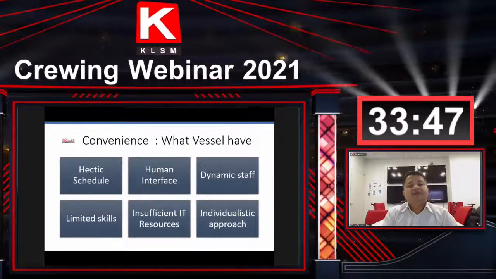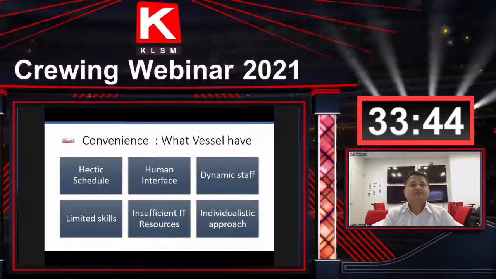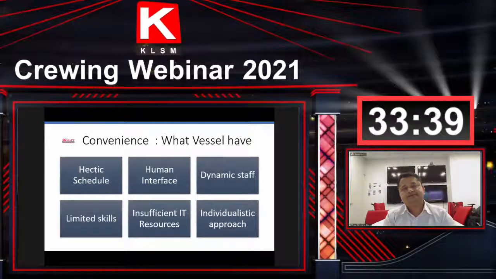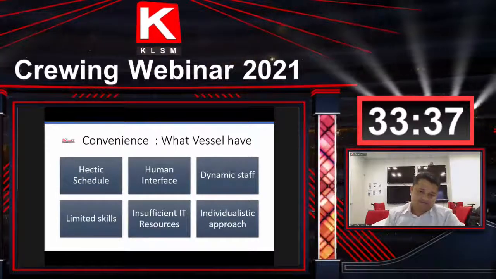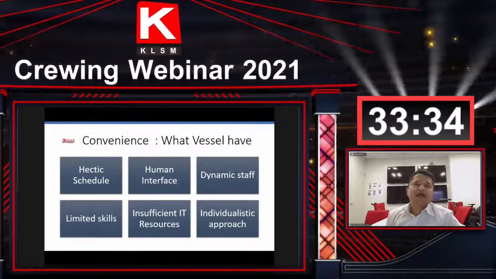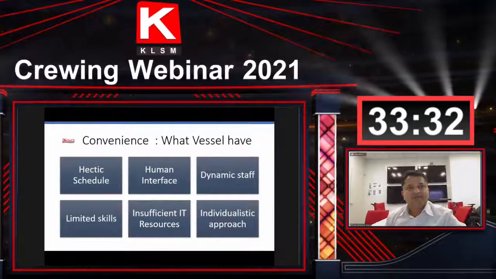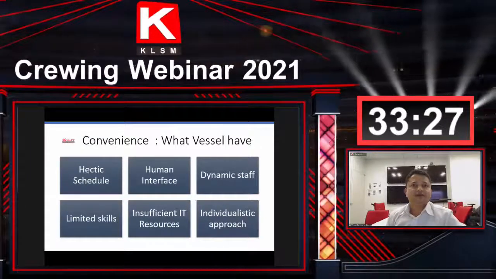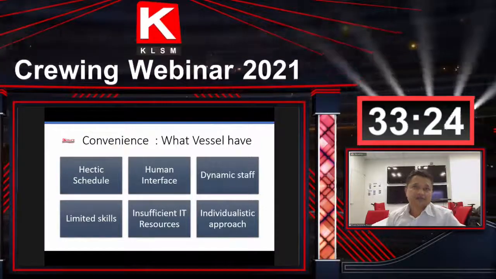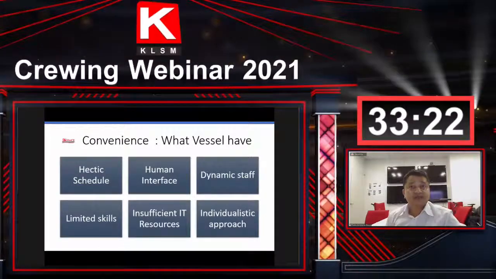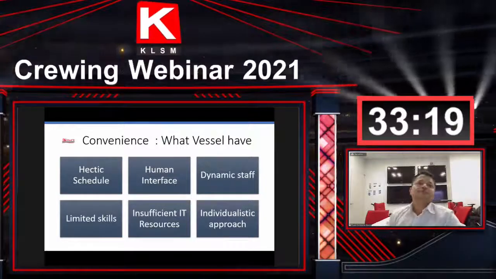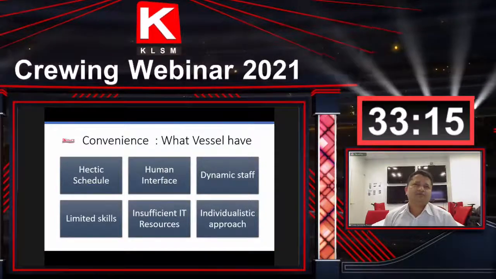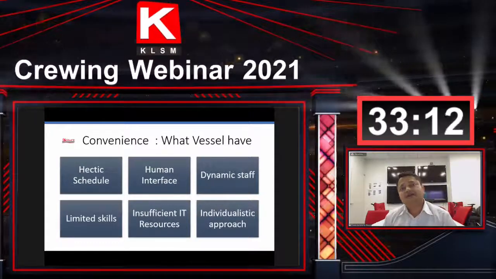What is the convenience? It means what we have: a hectic schedule. Port calls, navigation watches, maintenance jobs, human interface, nationalities, languages, way of thinking, attitude, behavior. Some are sincere, some are not sincere. Some are good in leadership, some are okay. So this is what we have, different types of people. Some are very prompt, some are not. We cannot avoid that. In your team, this is possible.